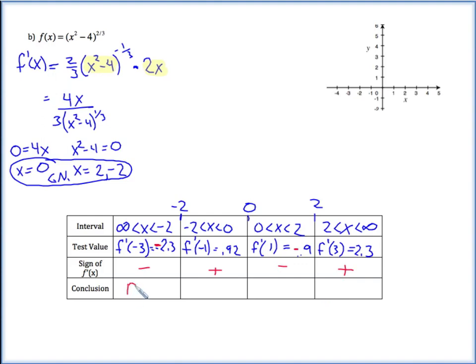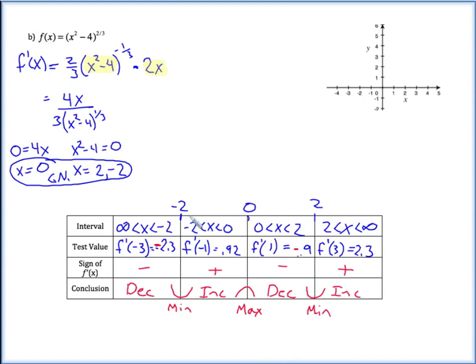So that means it's decreasing on this interval, increasing, decreasing, and increasing. And I always just like to draw the picture. So decreasing to increasing, increasing to decreasing, and decreasing to increasing. So this is our min, this is a max, and this is a min right here.